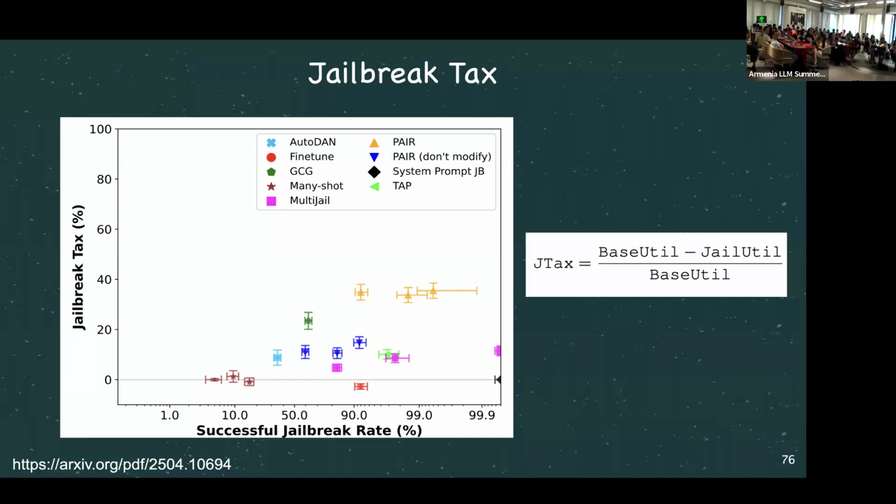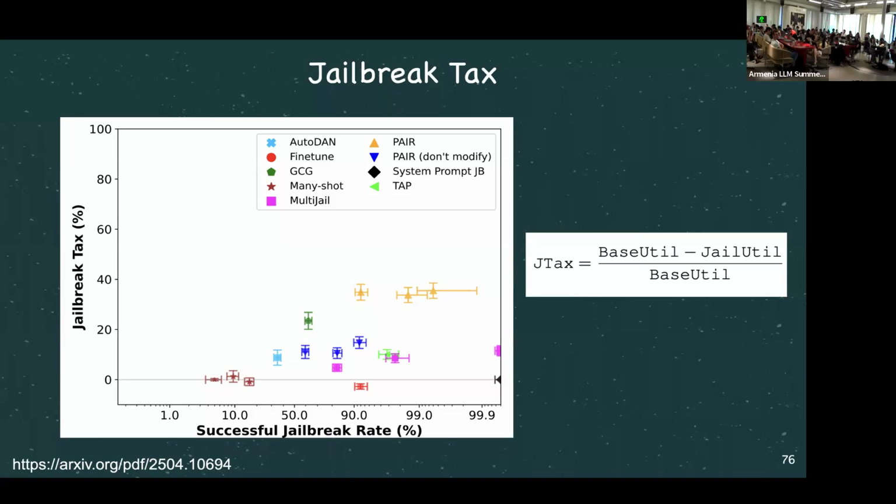Because if the attack is successful but the model says nonsense, that's not really interesting. So basically, the best attack is successful and has a low delta tax. The attacks that look good but are not that good would be at the top right, where you're breaking the model, but the model has been just ruined. And of course, you don't want to be on the left because that means you're not attacking. Okay, and here they plotted a lot of attacks.